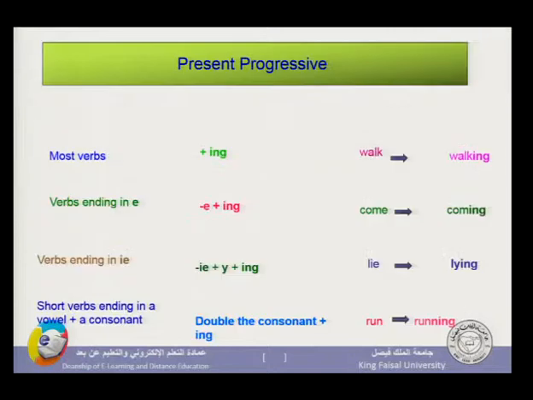Other examples about vocabulary and passages. Here is how we make the present progressive, which is the ing. Walk, walking. And the rule is very important. Come: I omit the e and then add ing. It is already written for you in a very good way here. It would be enough to read them to understand what I want from you.